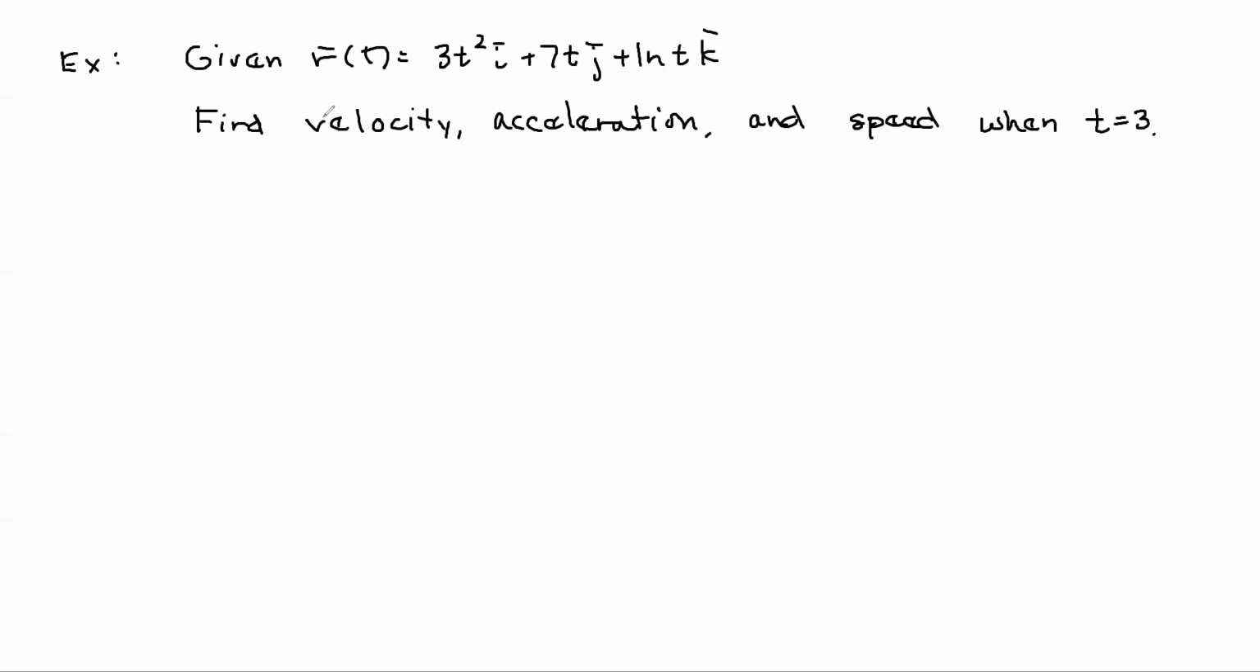All right, so first we can find the velocity function by taking the derivative of position. And as we discussed in a previous video, the way that you calculate the derivative of a vector function is just by taking the derivative of the components. So we take the derivative of 3t squared, which gives us 6t. The derivative of 7t would be 7. And the derivative of natural log t is 1 over t.